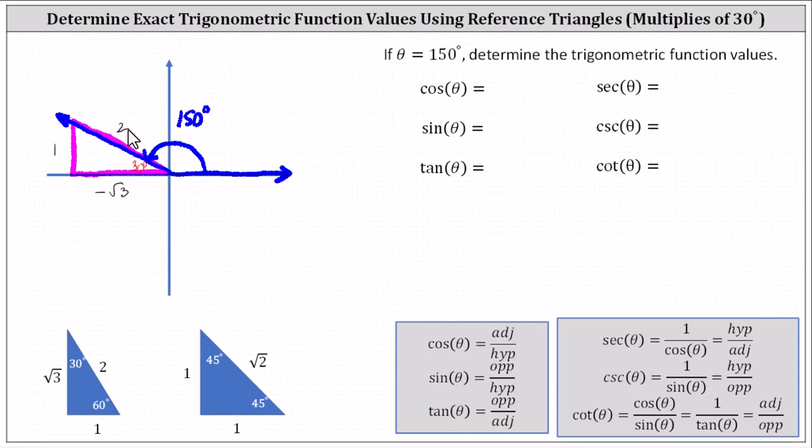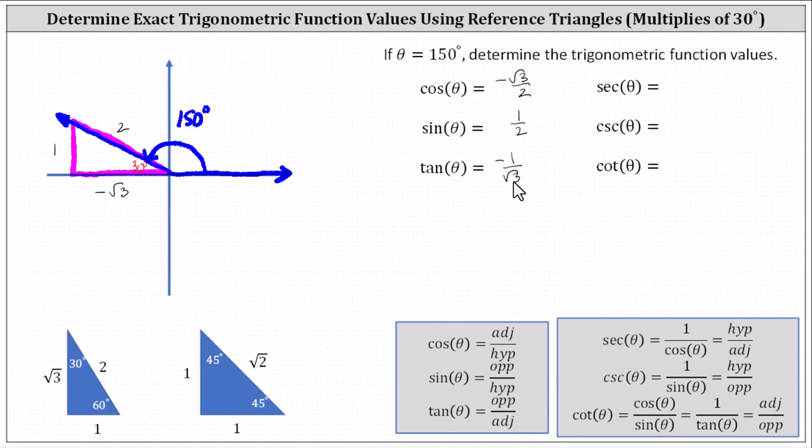Cosine 150 degrees equals the ratio of the adjacent side to the hypotenuse, which is negative square root 3 divided by 2. Sine 150 degrees equals the ratio of the opposite side to the hypotenuse, which is 1 divided by 2, or 1/2. The tangent function value equals the ratio of the opposite side to the adjacent side, which is 1 divided by negative square root 3, or negative 1 divided by square root 3.